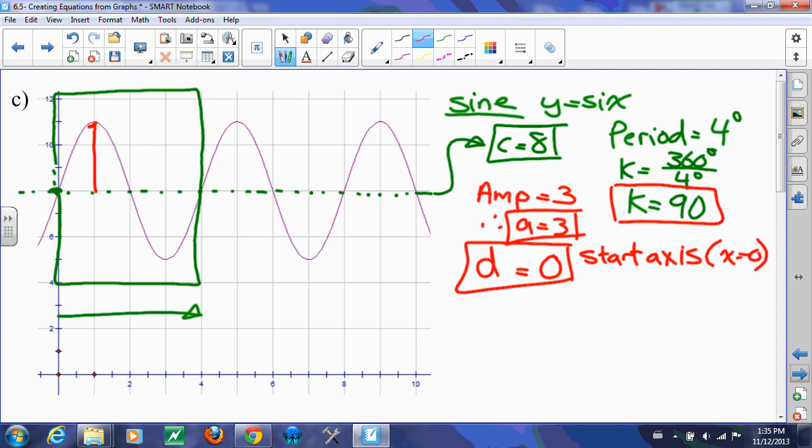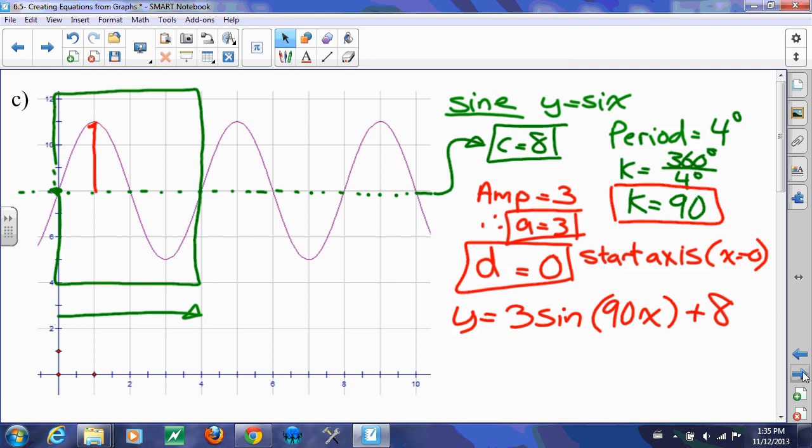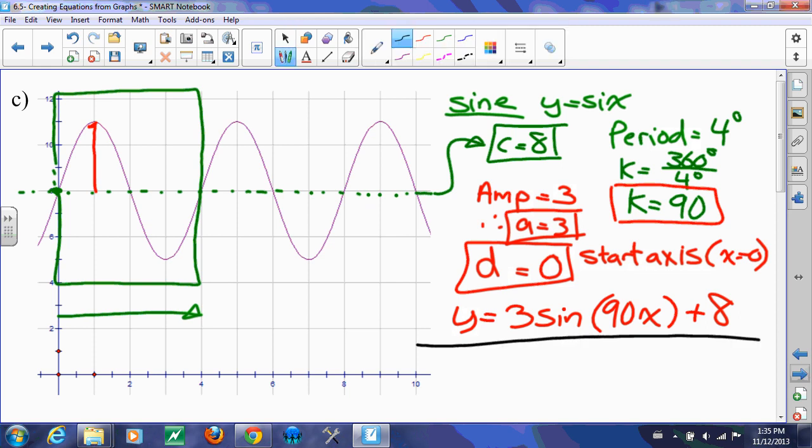We got our 4 things, guys. That's all we need to sub in. So what we're going to write down here is y equals 3 sine of 90x plus 8. And this time, ladies and gentlemen, it was easier to do the sine first, just depending on what function you're given. Now we'll take a look at the second one.